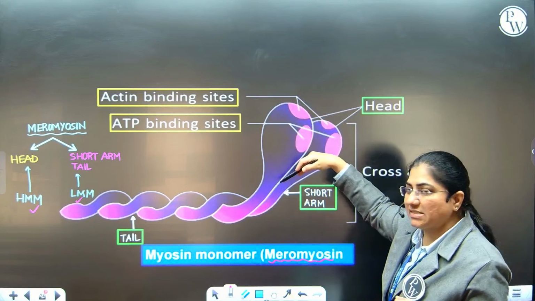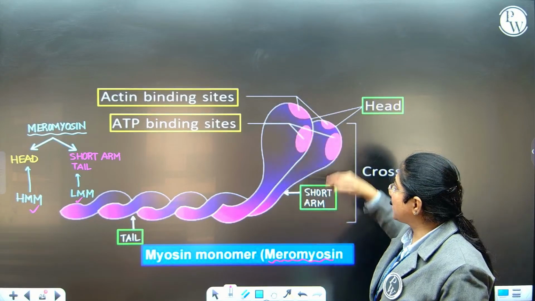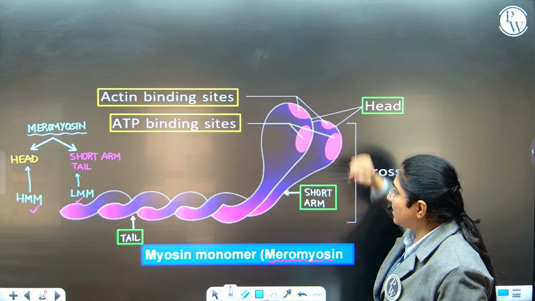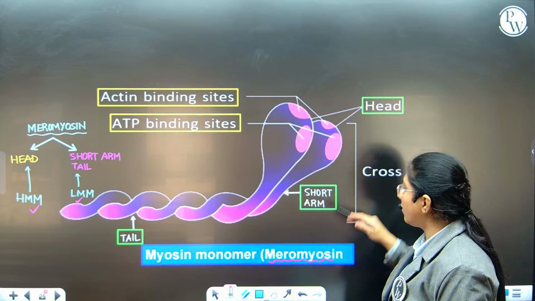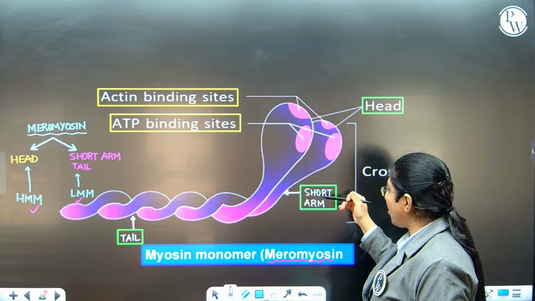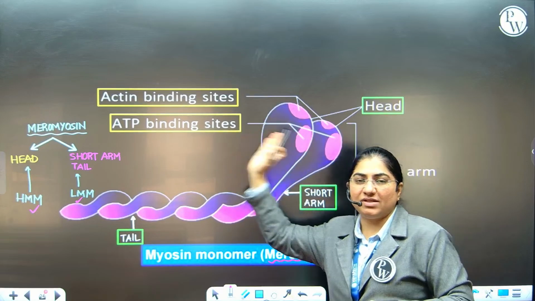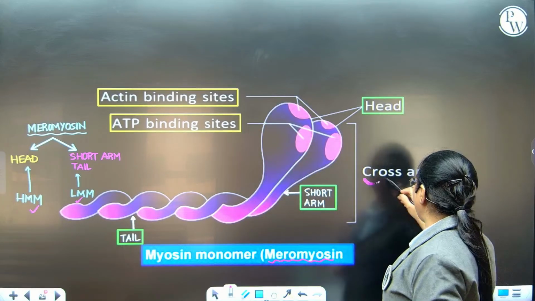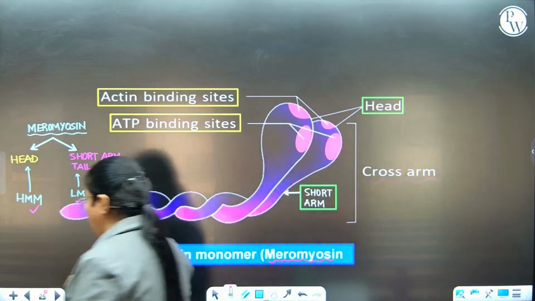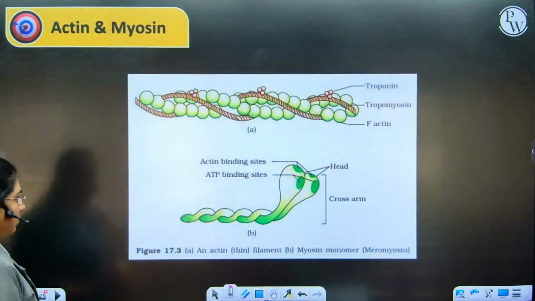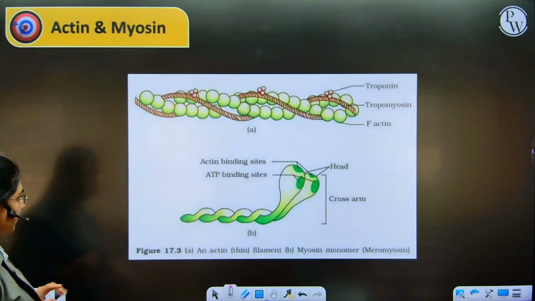The globular head, as I told you, is an ATPase enzyme itself and has a binding site for actin and a binding site for ATP. The head and the short arm project at intervals and at an angle from each other, and we call it the cross arm. Now this is the structure of myosin, meromyosin. This is the NCERT diagram explaining the same thing.